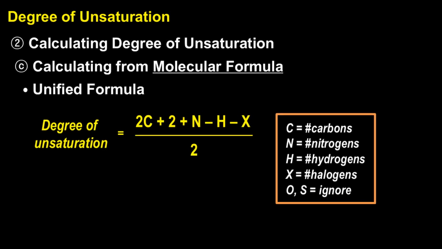Now, here's a more general formula we can use, even when the molecule has atoms other than carbon and hydrogen. The unified formula is 2C plus 2 plus N minus H minus X, all divided by 2. C is the number of carbons, H is hydrogens, N is nitrogens, and X is halogens like chlorine or bromine. Oxygen and sulfur, we just ignore them. They don't affect the DU. This version lets you calculate the DU for pretty much any molecule. Let's try it with a few examples.